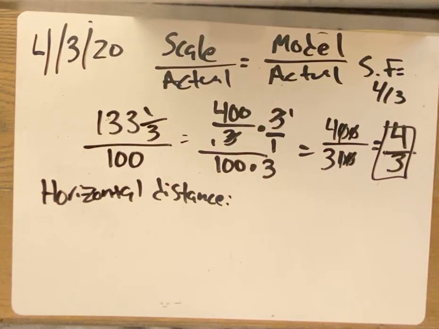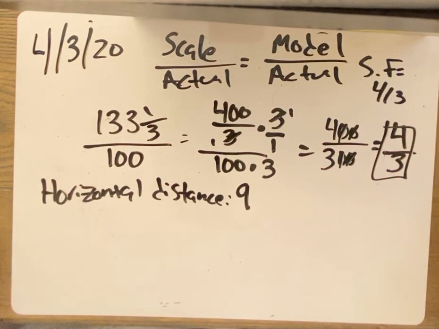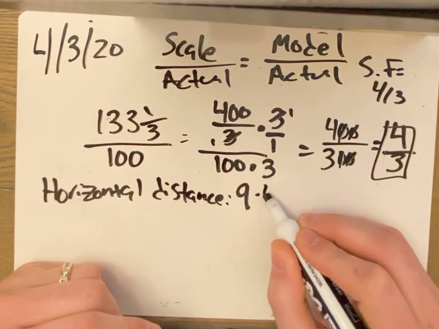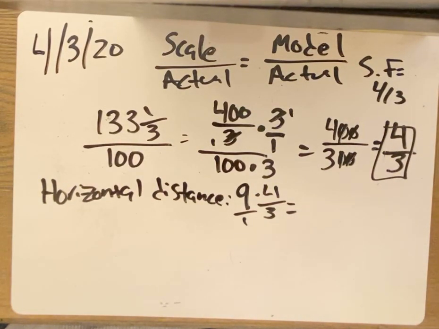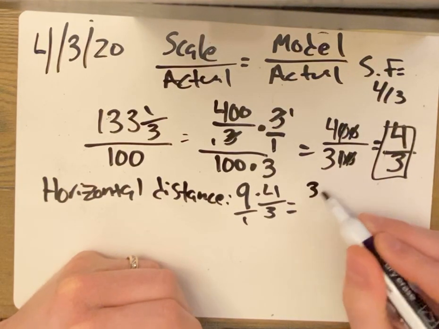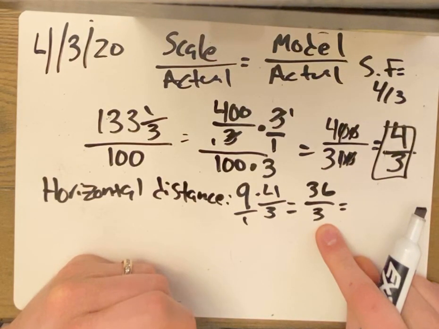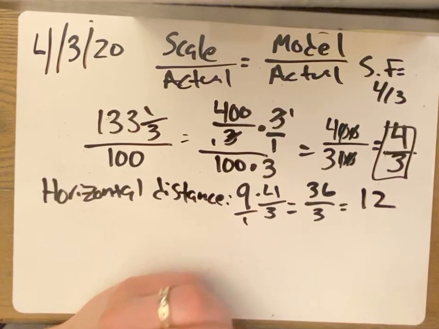So the horizontal distance, I'm just counting across. I got 1, 2, 3, 4, 5, 6, 7, 8, 9, okay? So what do I do with 9 and my scale factor? Just multiply. 9 times 4 over 3. All right? You with me? So 9 times 4 is 36. 3 times 1 is 3, right? This really means to me 36 divided by 3. So my horizontal distance across is now going to be 12.